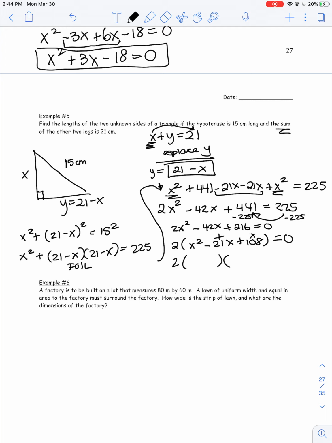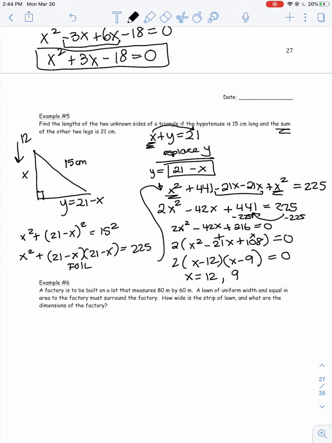And now we want to find two numbers that multiply to 108 and add up to -21. So that will be x minus 12 and x minus 9. So that means that x can equal positive 12 or x can equal positive 9.